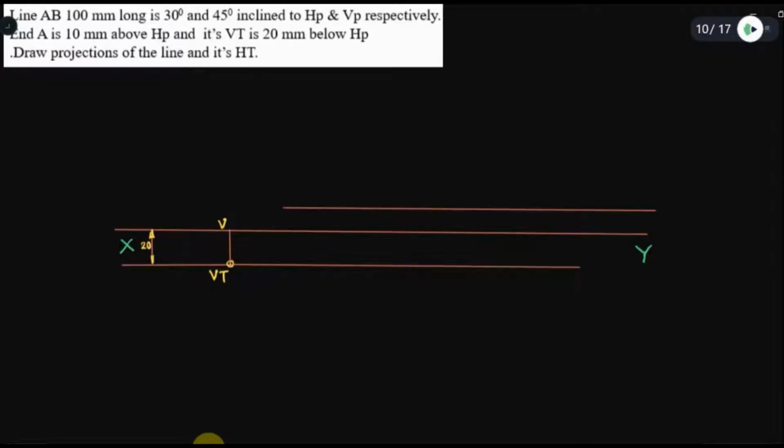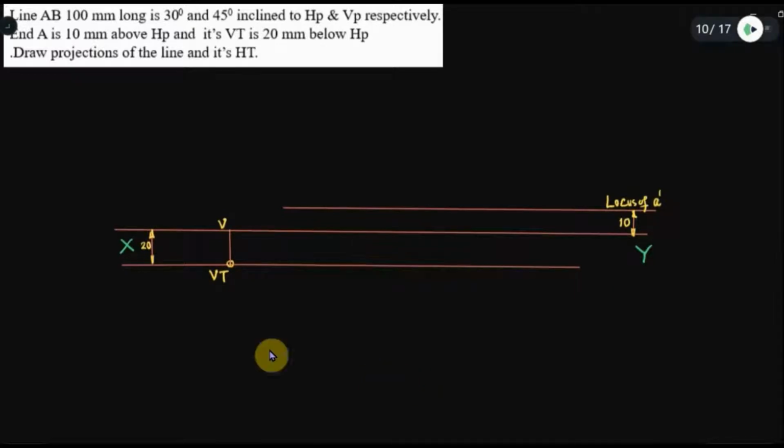This is A dash. Yes, here 10 mm above XY we have the location of A dash, but we don't know where it is. So what I am going to do is mark the distance. So here that is 10, part of the dimensioning, 10 mm, and this is the locus of A dash. So A dash will be anywhere on this, we cannot pinpoint it now.